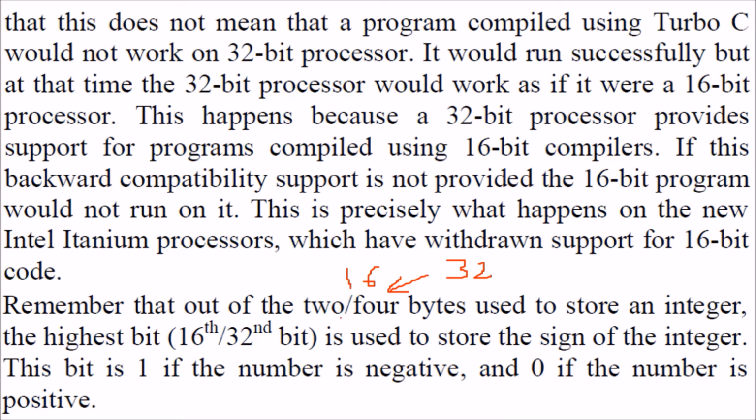Just remember that out of this 2, or you can say 2 for 16-bit, 4 for the 32-bit, this is the byte which this integer takes in the memory. So out of this 2 or 4 bytes, this is used to store an integer. The highest bit is used to store the sign of the integer. Highest bit is for the sign. So if you have a negative number, that means the highest bit will be 1. And if the number is positive, the highest bit will be 0.